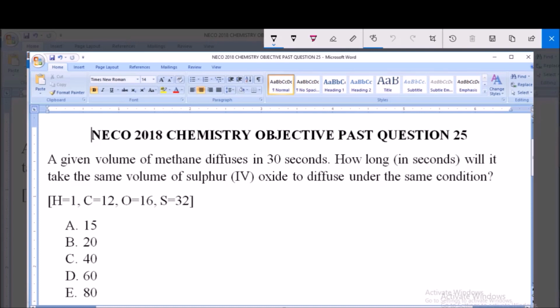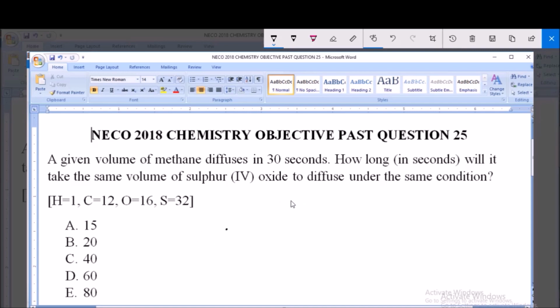I will be answering NECO 2018 Chemistry Objective Past Question 25. A given volume of methane diffuses in 30 seconds. How long in seconds will it take the same volume of sulfur 4 oxide to diffuse under the same condition? Given that the mass of hydrogen is 1, that of carbon is 12, oxygen is 16, and sulfur is 32.